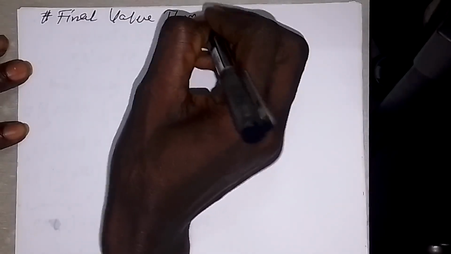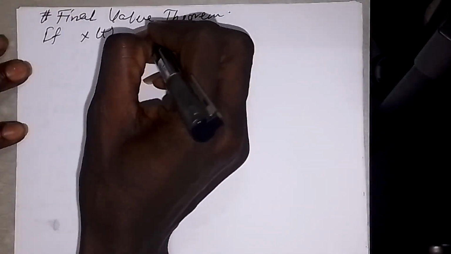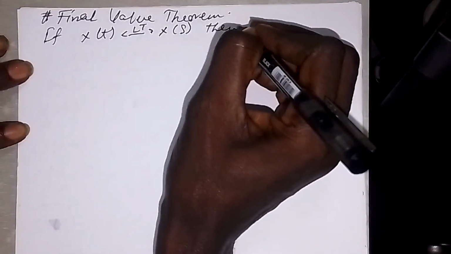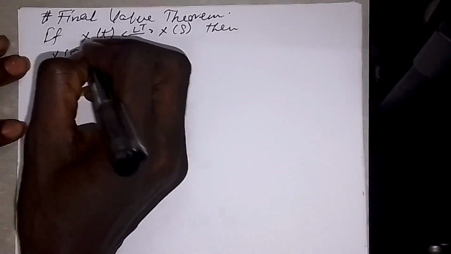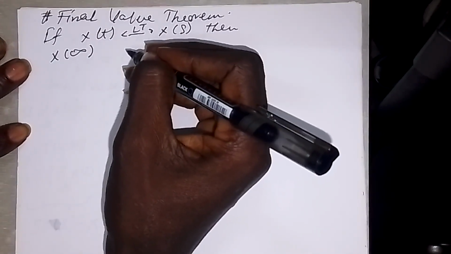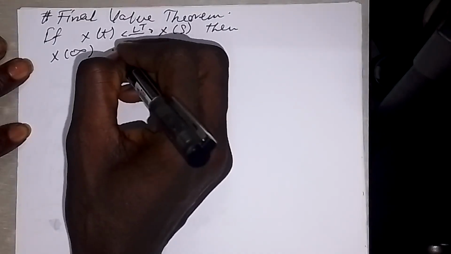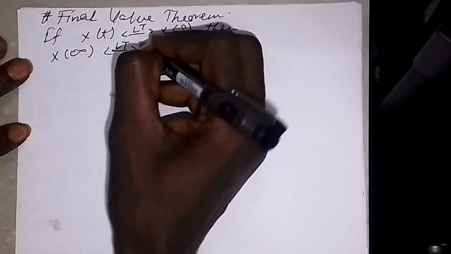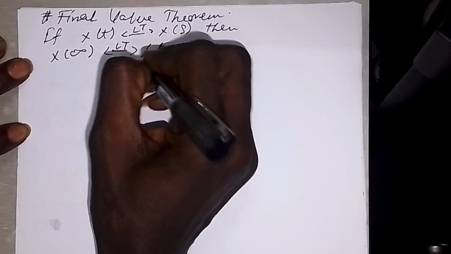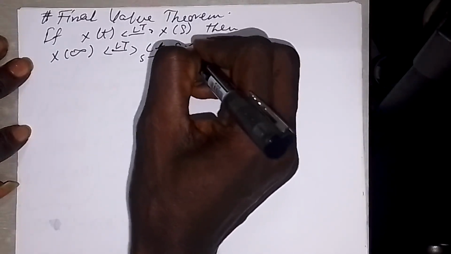So the final value theorem says that if x(t) has a Laplace transform X(s), then x(∞) will also be given by a limit of the Laplace transform, as s approaches, not infinity, sorry, approaches 0, of s X(s).